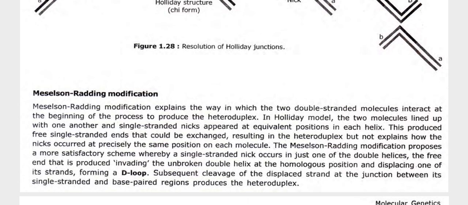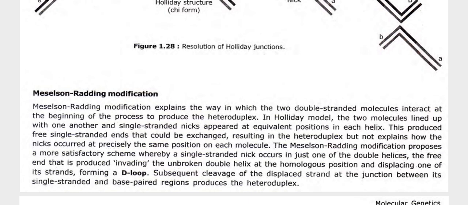Meselson-Radding modification explains the way in which two double-stranded molecules interact at the beginning of the process to produce the heteroduplex. In the Holliday model, the two molecules line up with one another and single-stranded nicks appear at equivalent positions in each helix. This produced free single-stranded ends that could be exchanged, resulting in the heteroduplex, but it does not explain how the nicks occurred at precisely the same position on each molecule.